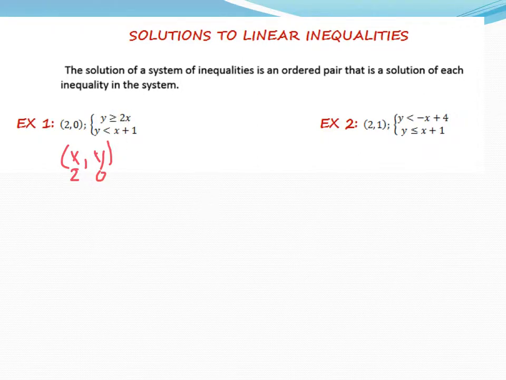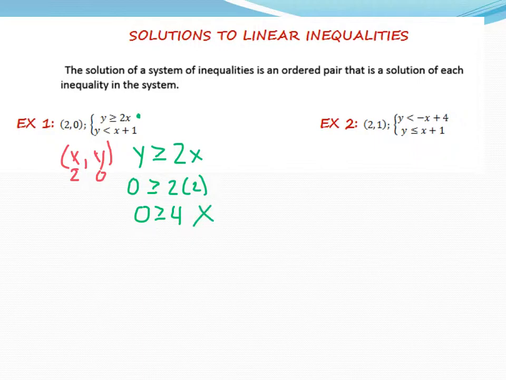All we have to do is take this point of 2, 0 and plug it into each inequality. I'm going to do the top one here in green. My inequality is y is greater than or equal to 2x. I know y is 0 and x is 2, so what's 2 times 2? The question is, is 0 greater than or equal to 4? Looking at that, we know that is not true. So that does not work.